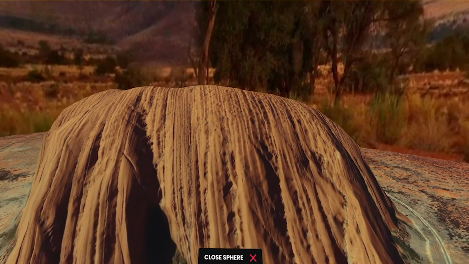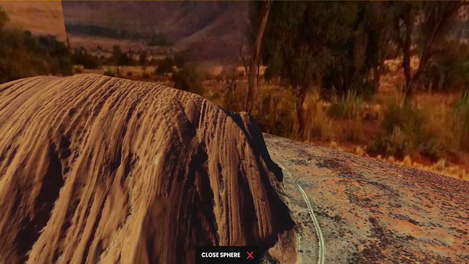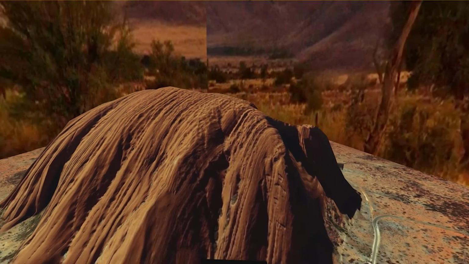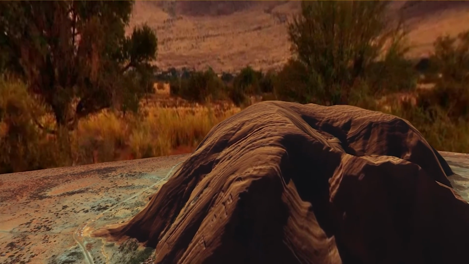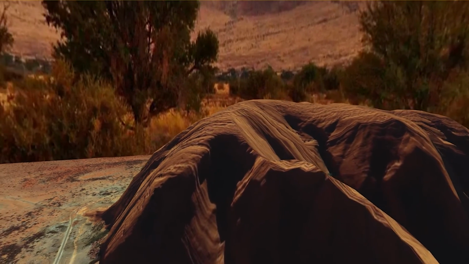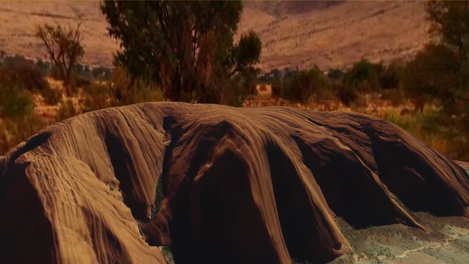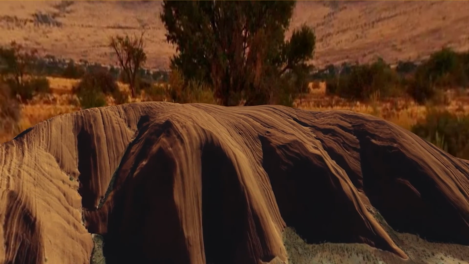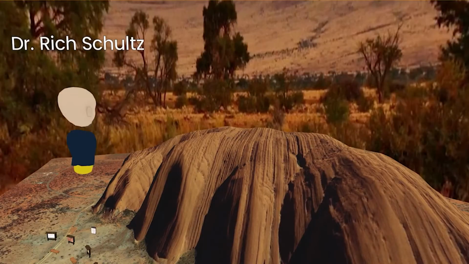So Uluru here is literally a monolith, a large chunk of sandstone that was once horizontally layered parallel to the surface of the earth. Now you see the lines that we're looking at on the top, those look to be perpendicular to the surface of the earth. Now, at one time they were not, they were parallel. So that's the same way with layers of rock. We know that the oldest is on the bottom, the youngest is on the top.